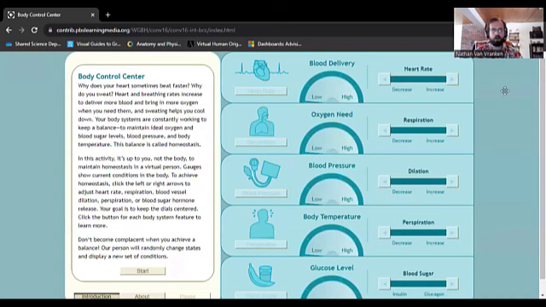And so this is going to be our experiment for the week. It is the Body Control Center. And in this activity, it's actually up to you, not the body, to maintain homeostasis in a virtual person. So what that means is that you are going to be using the concepts found in experimental design and change the variables, the independent variables, to try and attempt to maintain homeostasis in a virtual person.